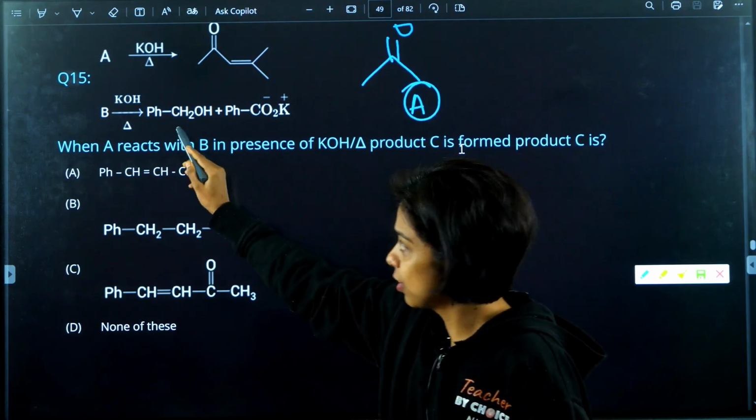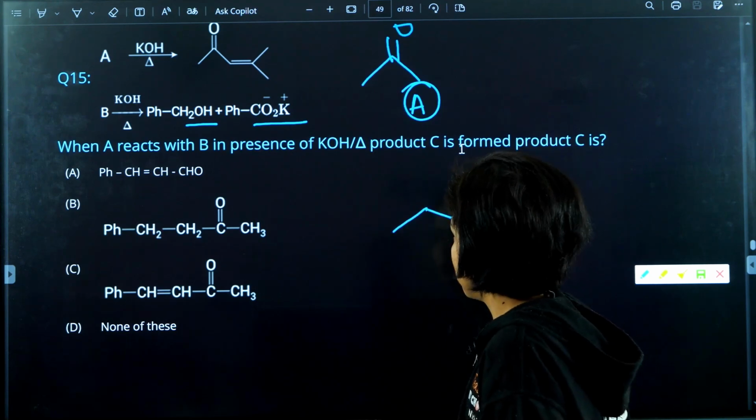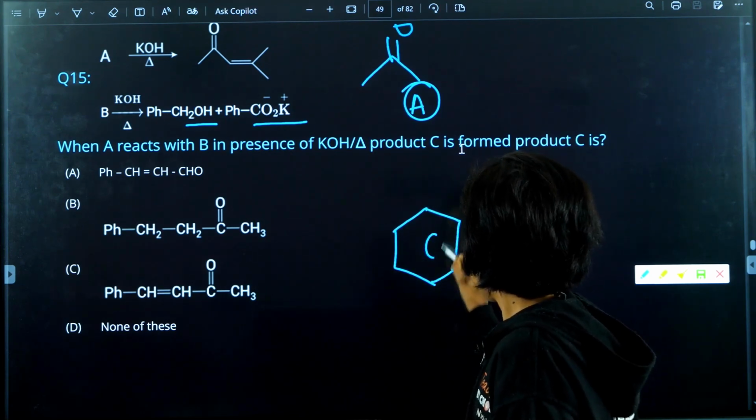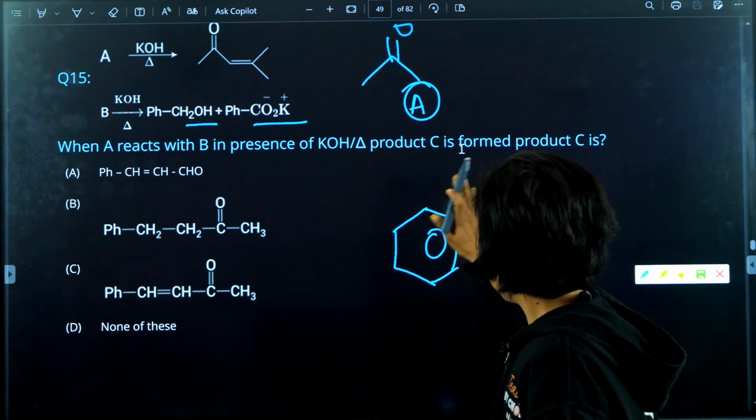B, you can see alcohol and acid, Cannizzaro. So the B has to be this, right? This is B, benzene with this. The benzene is not looking good now.